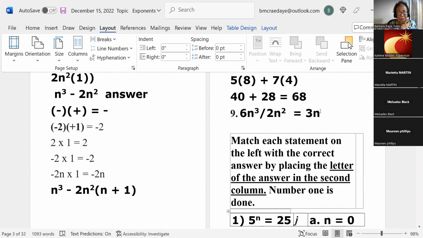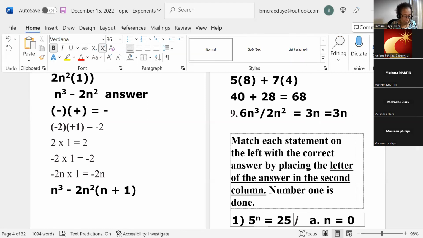When you don't see a number, the power is 1. So 3n is the same as 3n to the 1 power. See, this is the same. Let me just put this here. 3n, I'll put that there, and put the 1 power on there. Same thing. 6 divided by 2 is 3. 3 minus 2 is 1. n to the 1 is the same as just n. Got it?